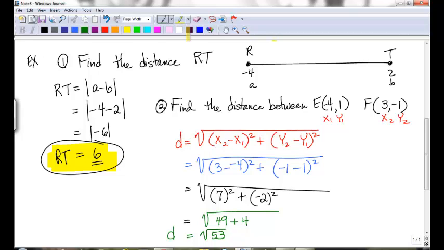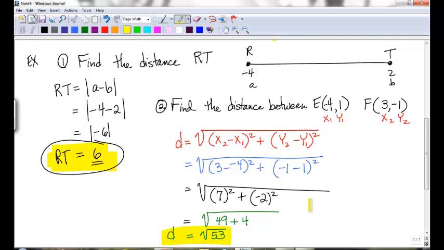And then you get 7. Yeah, x sub 2 is 3. And my x sub 1 is negative 4. Make sense? I'm just subbing in.